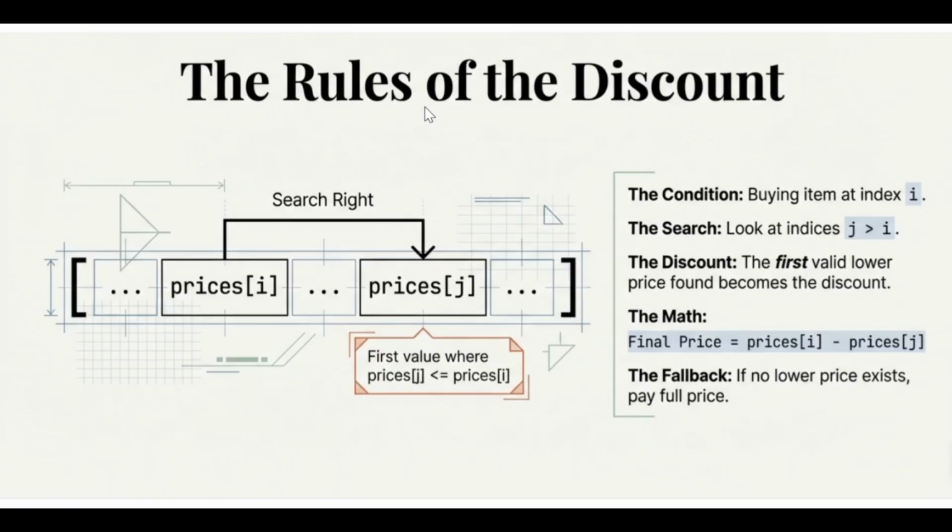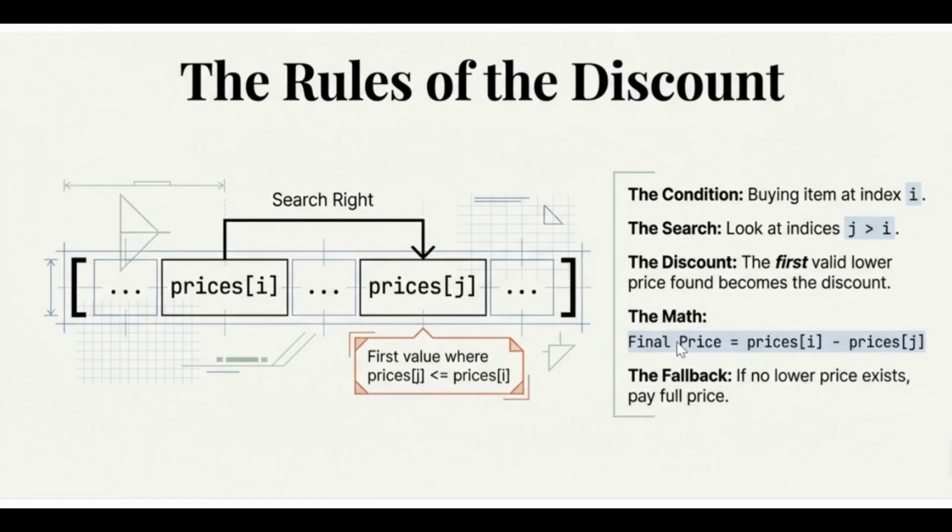It's a pretty nice PowerPoint, right? So the discount, what they're saying: the goal is, for each item at index i, we need to find a price to our right, because the indexes are increasing from left to right. So we need to find the first valid lower price. The first valid lower price becomes the discount.